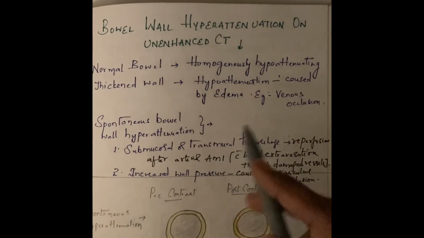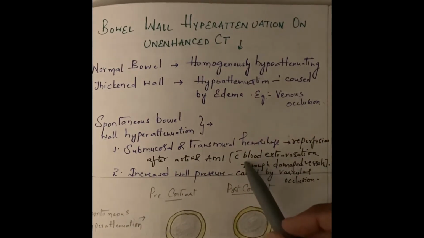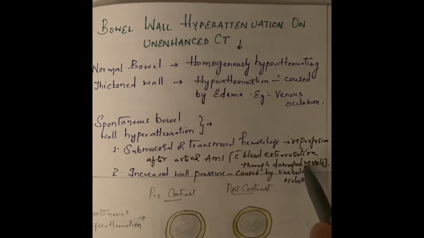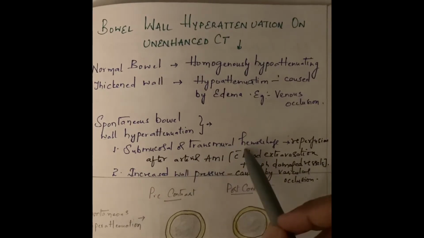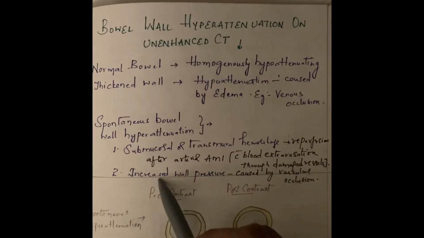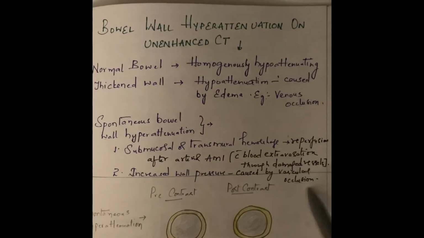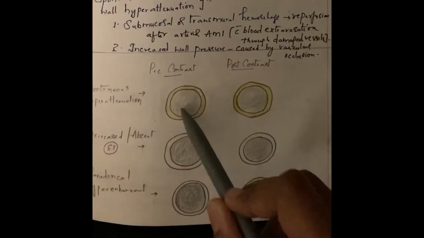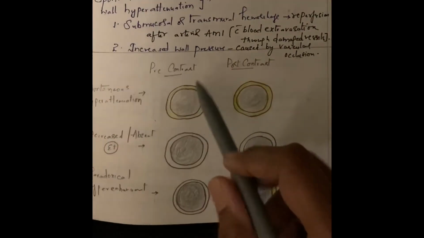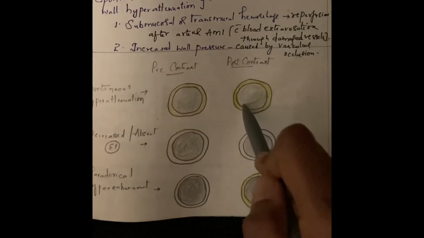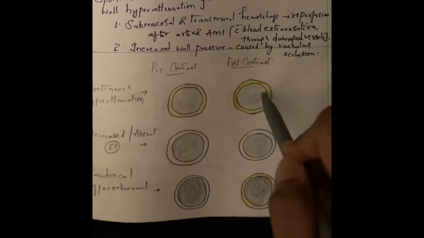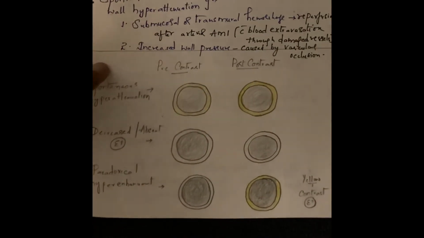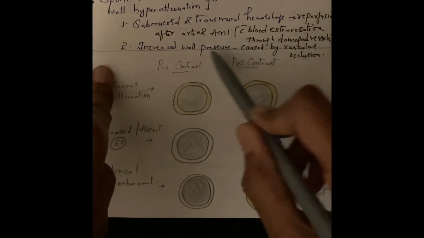So what happened in arterial acute mesenteric ischemia? Blood extravasation from the damaged vessel due to reperfusion. In these conditions, there will be submucosal or transmural hemorrhage. One more cause is increased wall pressure caused by vascular occlusion. In these two conditions, there will be spontaneous bowel wall hyperattenuation. Non-contrast CT is very important. They both resemble the same; after the contrast, there will be enhancement. Pre-contrast, there will be hyperattenuation. Two causes you have to remember: reperfusion of the arterial mesenteric ischemia and increased wall pressure.